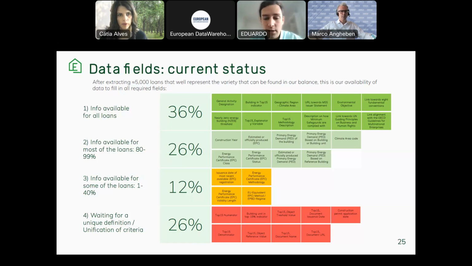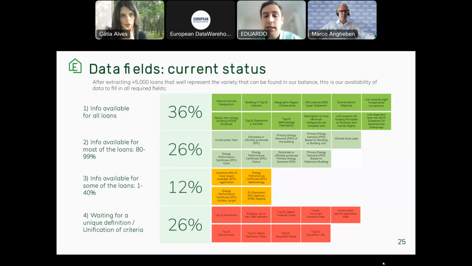And that's the reason why the 8 other fields related with the top 15, which can be found, unfortunately, at the bottom of the page in red color. Well, basically, that's the reason why they're there: the numerator, denominator, the indicator, the reference value, the threshold value, the document name, which still doesn't exist, so we can't refer to, the issuance date of this document, and the website where we can find this document.